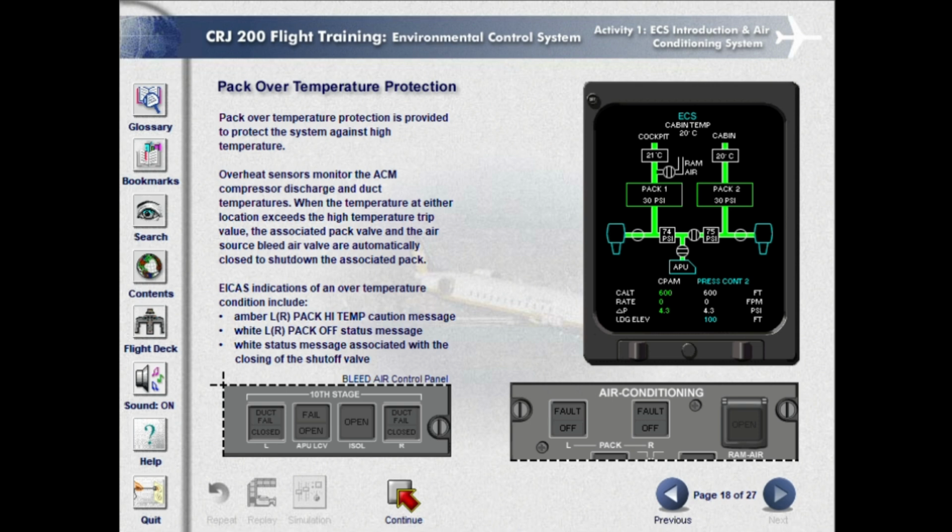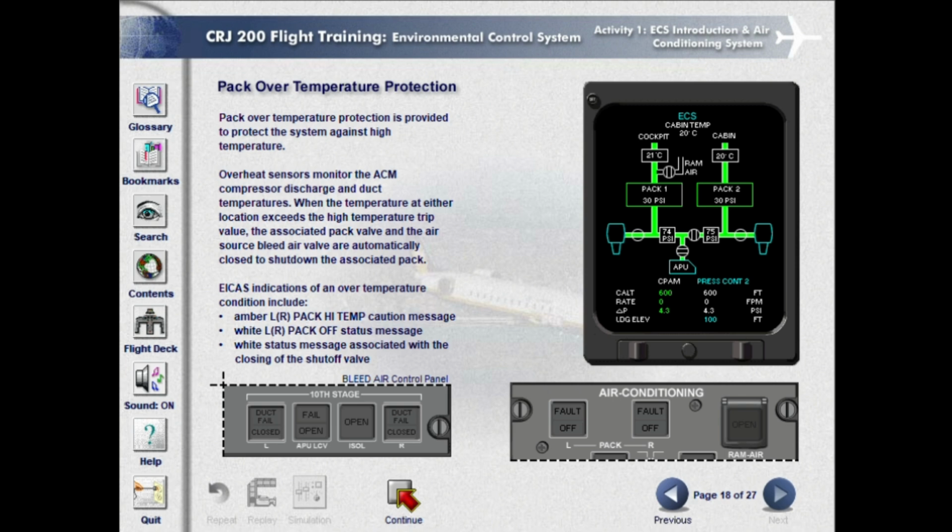Pack over temperature protection. Pack over temperature protection is provided to protect the system against high temperature. Overheat sensors monitor the ACM compressor discharge and duct temperatures. When the temperature at either location exceeds the high temperature trip value, the associated pack valve and the air source bleed air valve are automatically closed to shut down the associated pack.